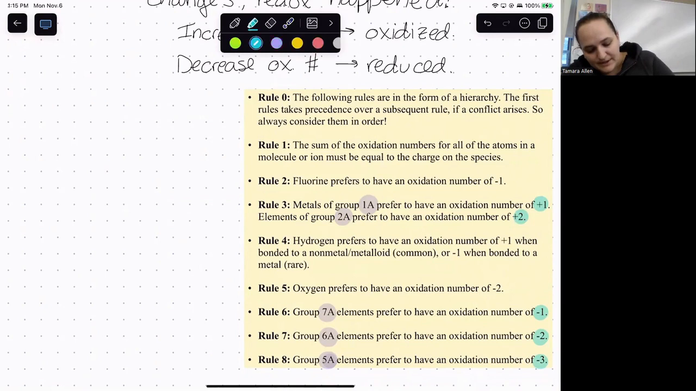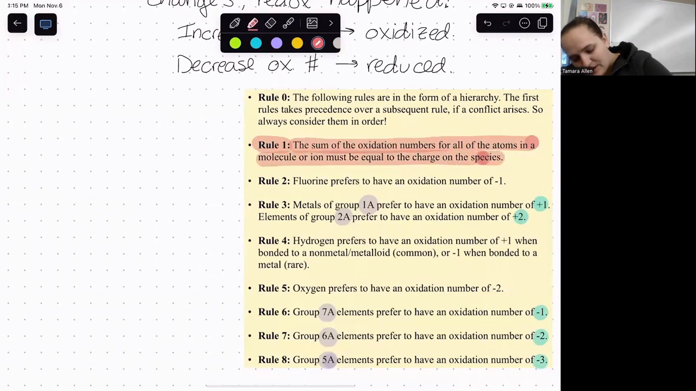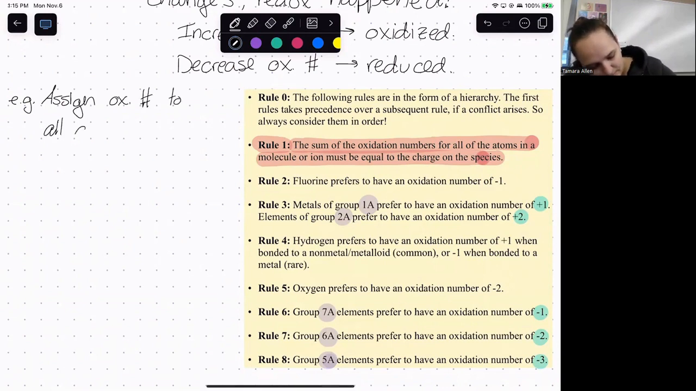But the one thing that takes precedence over everything else is this one, that the sum of all oxidation numbers for all atoms in a molecule or ion must be equal to the charge on the species. So that is always, always, always going to be true with no exceptions ever under any circumstances. So, for instance, if we want to assign oxidation numbers to all atoms in each of the following things, we're going to do a few so that we can see some different types of situations.